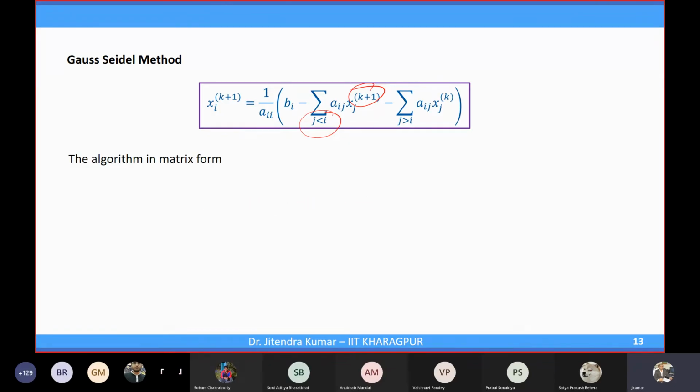In this course, the aim is that you understand these, right? So we'll give you a 3 by 3 system, and we can ask you just after one iteration what will be the value, or after two iterations what will be the value. That's all. Simple calculations.